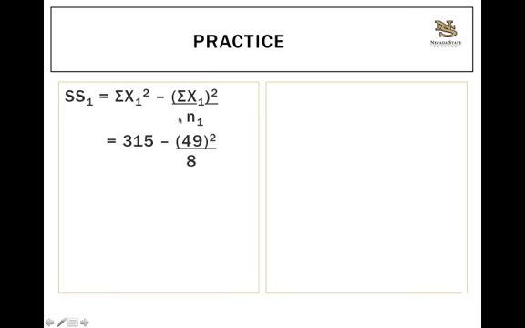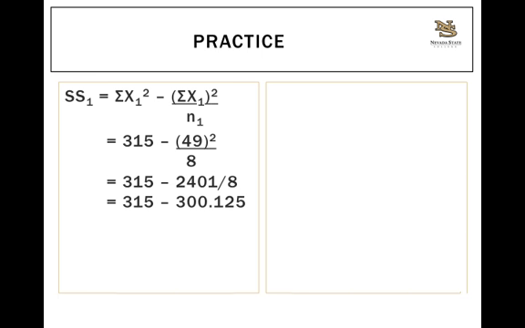We had 315 from the last slide for group 1 here. We had 49 for our sum of scores here. We're going to square that, and then n is 8. So I'm just filling in the numbers from the last slide. In order to figure this out, we just do the math. 49 squared is 2,401. We're going to divide that by 8 and subtract it from 315. So 2,401 divided by 8 is 300.125. Okay, so we now have our sum of squares for group 1, which is 14.875.